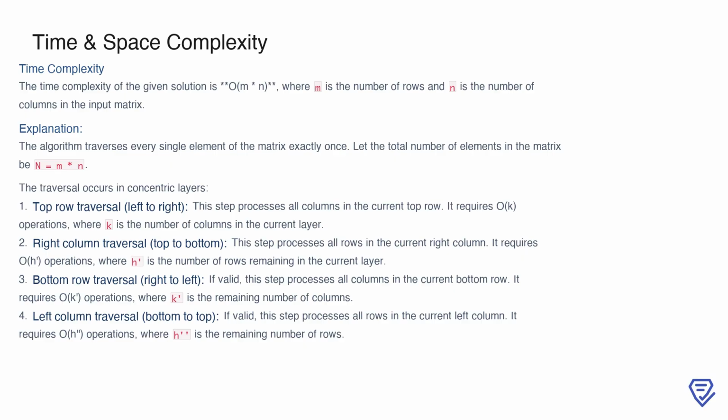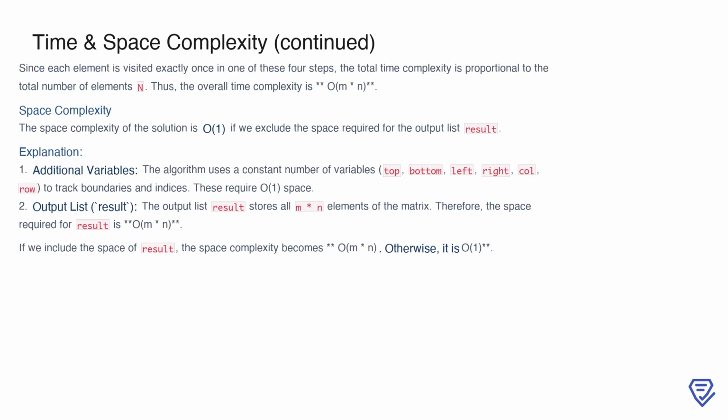Each of these steps processes some portion of the matrix, and since no element is revisited, the total number of operations corresponds directly to the total number of elements, which is m*n. Now, since each element of the matrix is visited exactly once during the traversal, the overall time complexity is directly proportional to the total number of elements, making it O(m*n).